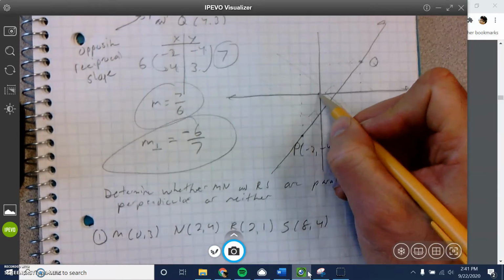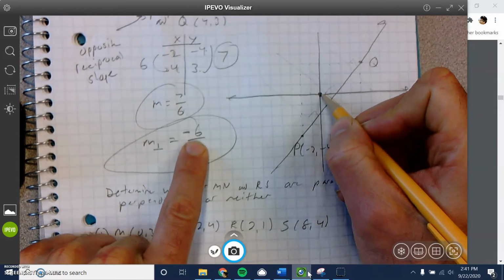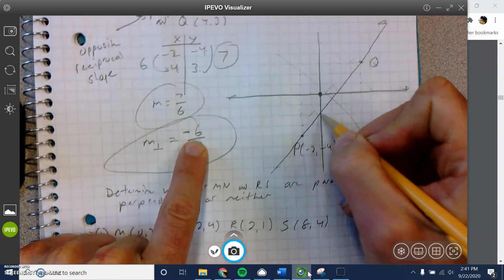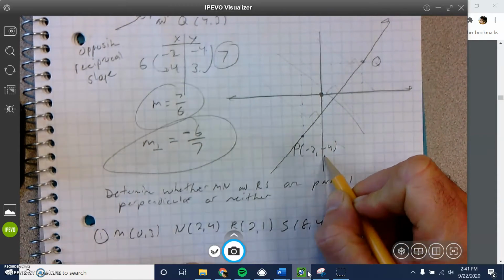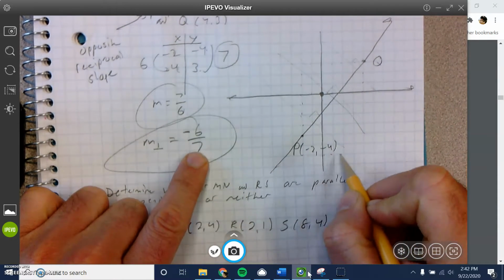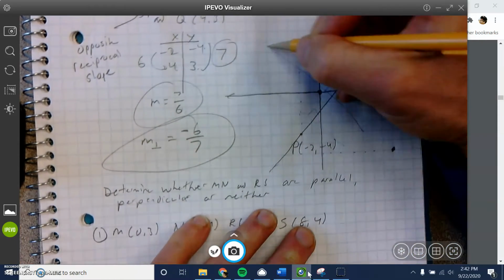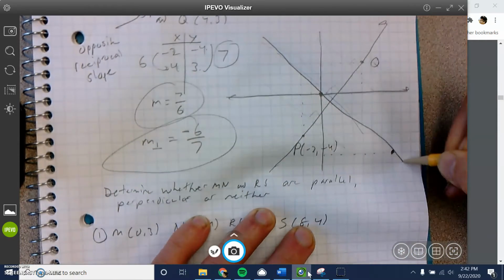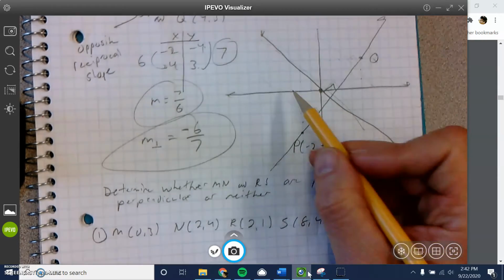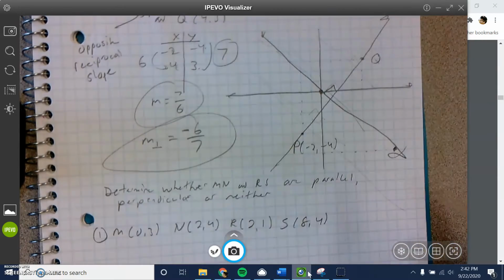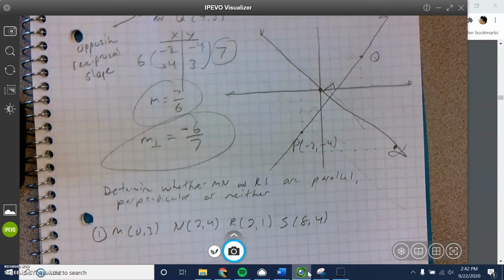So if I pick a point, let's pick the origin. That's easy, right? So the slope is -6 over 7. Down 6: 1, 2, 3, 4, 5, 6. And then right 7: 1, 2, 3, 4, 5, 6, 7. Like that. So if I connect these dots, that's a perpendicular line. There's a right angle right there. I could have picked any point, but I just picked the origin because it was easy, and that's a demonstration of what it looks like. Okay?